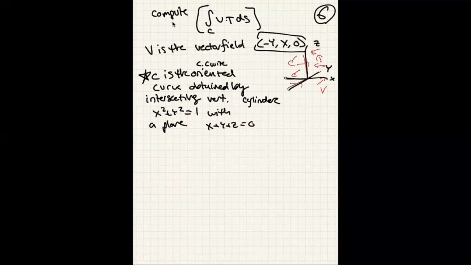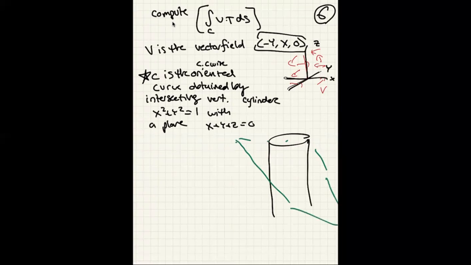So let me draw the picture really quickly. Here's my cylinder, and I cut it with some plane, like I'll do it in green right here. Okay, so some plane cuts this thing, and my resulting curve is, I'll draw it in purple, something tilted like this. Okay, so that's my curve C, and it's going counterclockwise.